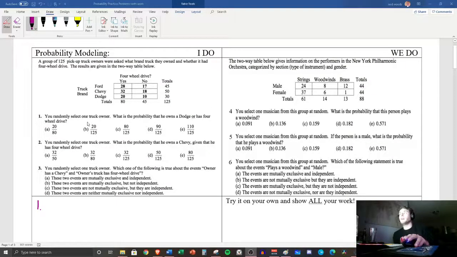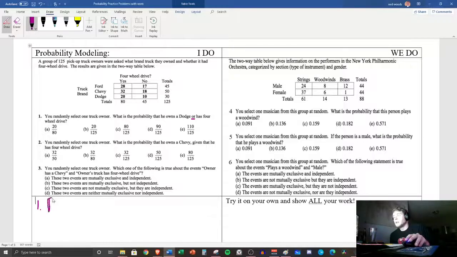It says there's a group of 125 pickup truck owners. They were asked what brand truck they owned and whether it had 4-wheel drive. Here's the 2A table with the results. Okay, so you randomly select one truck owner. What's the probability he owns a Dodge or has 4-wheel drive?